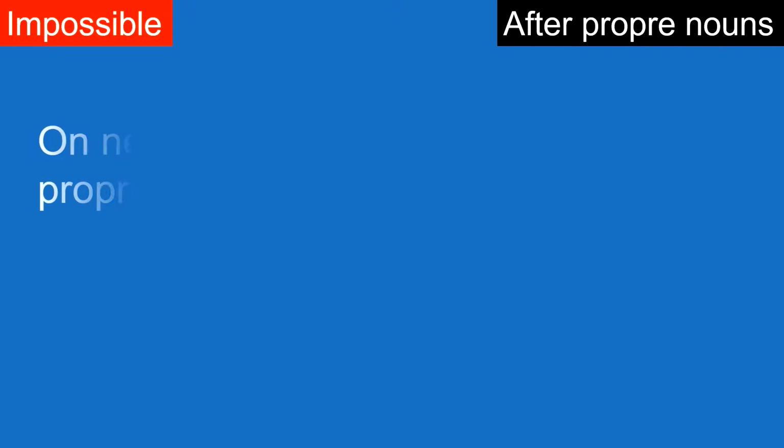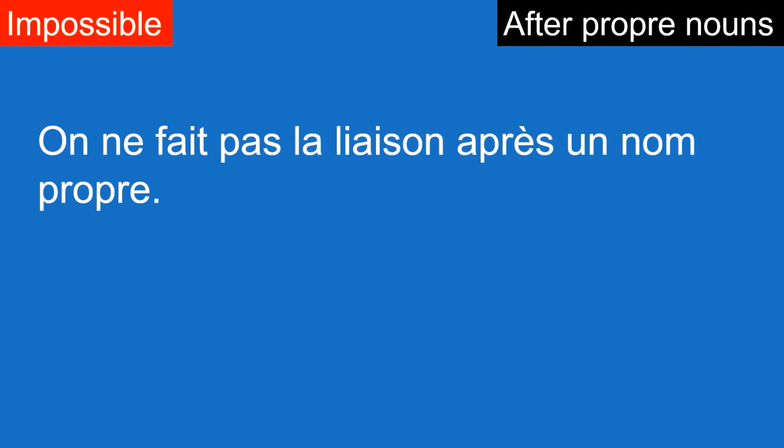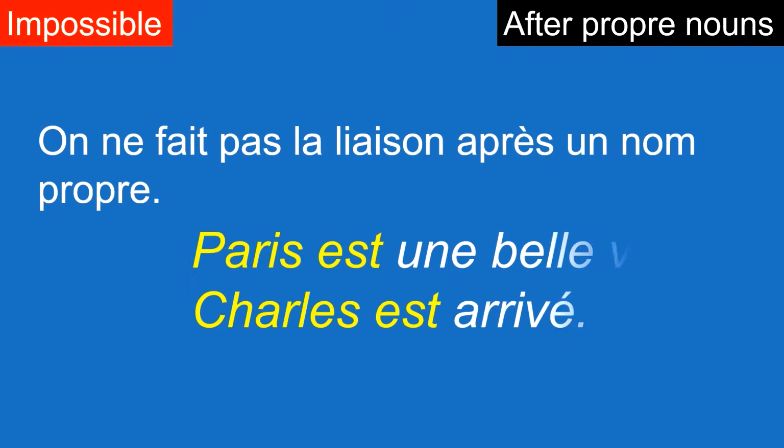And finally, you cannot use la liaison with proper nouns such as names of cities or people. Paris est une belle ville, and not Paris est une belle ville. Charles est arrivé, or Thomas est arrivé, Nicolas est arrivé, Georges est arrivé. All these names end with an S.